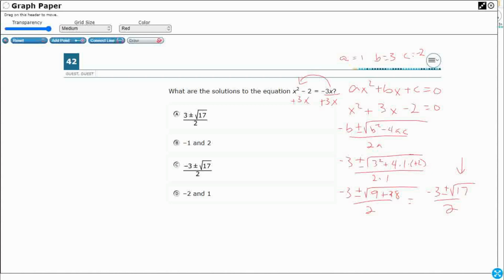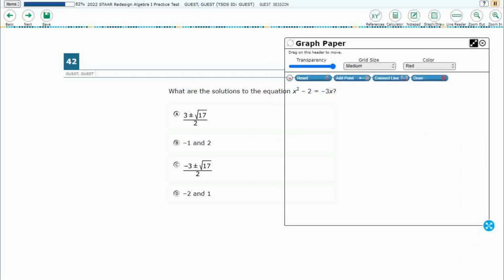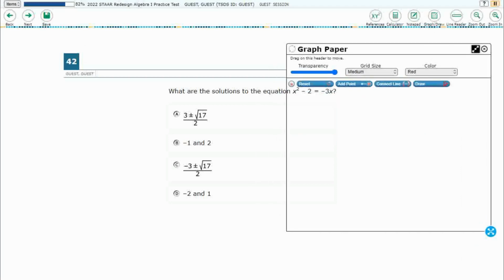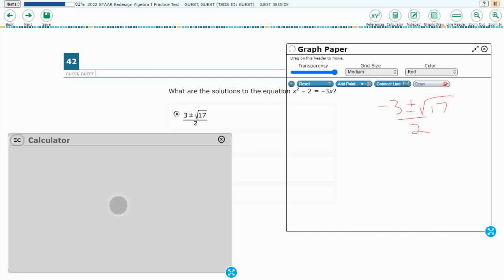That's interesting. That's what it looks like right here. Okay, so that's what it looks like. I do see that on C, and really they don't want you to try to simplify square root of 17. So you know what? Let's try this. Let's make sure we have that here. -3 plus or minus square root of 17 over 2. So what we think it is, let's plug that into the calculator. Let's see what happens.